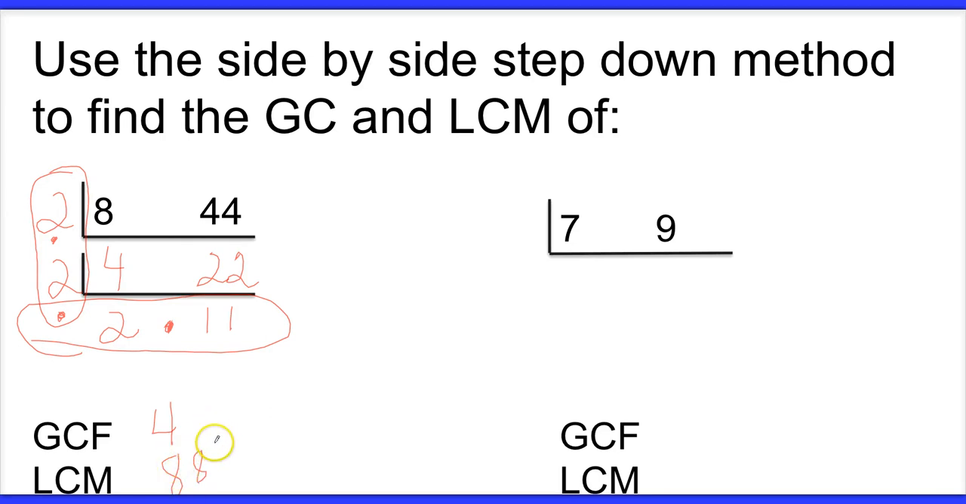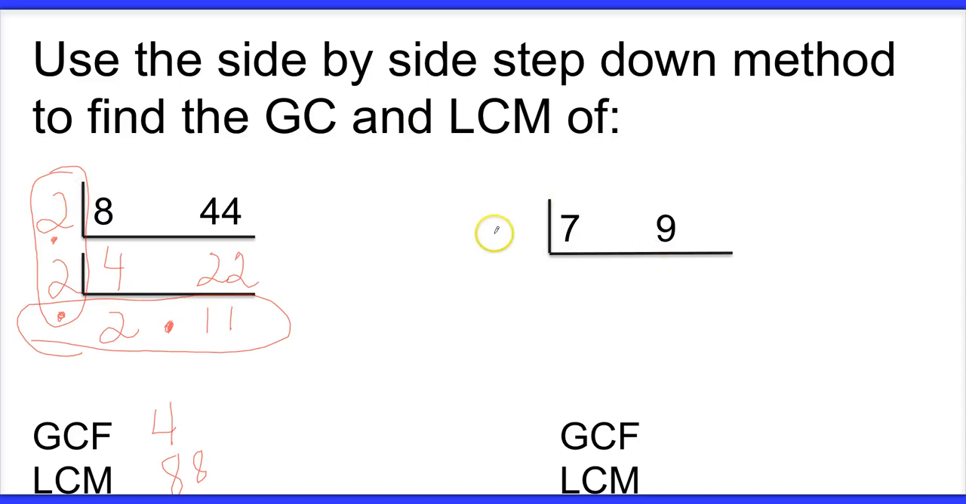Well, now let's think. In my 8 table, is there an 88? Yes, 8 times 11 is 88. In my 44 table, is there an 88? Yes, that would be 44 times 2 would be 88. So I know that 88 is a multiple of 8. It's also a multiple of 44. So I have my least common multiple. I have my greatest common factor.